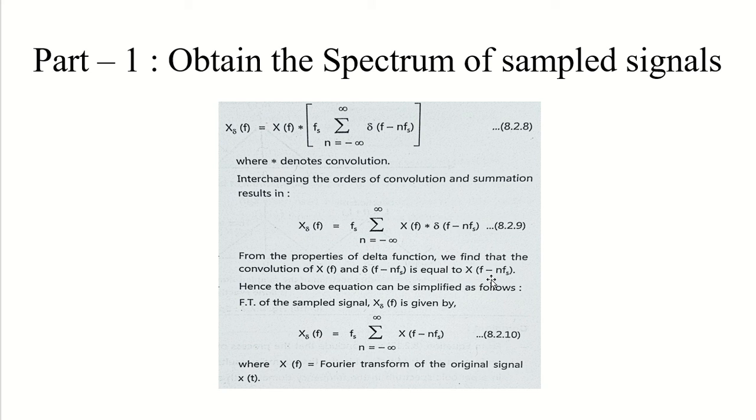And based on that, we can simplify it, and what we will get is x delta of f equal to fs times the summation from n equals minus infinity to infinity of x of f minus n fs, where x of f is the Fourier transform of the original signal.